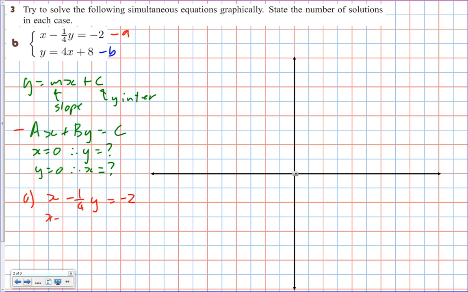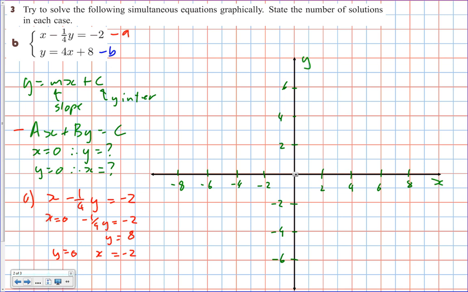So let's do x equals 0. So negative a quarter y equals negative 2, so y equals 2 fours are 8. When y equals 0, x equals negative 2. So on my graph, just quickly drawing it up, 2, 4, 6, 8, negative 2, negative 4, negative 6, negative 8 on both axes. And my two values I'm putting on: y is 8, so put a dot up here.